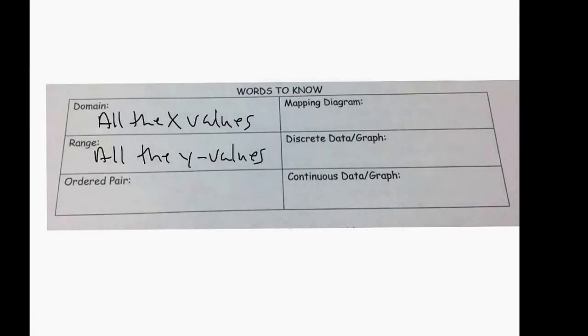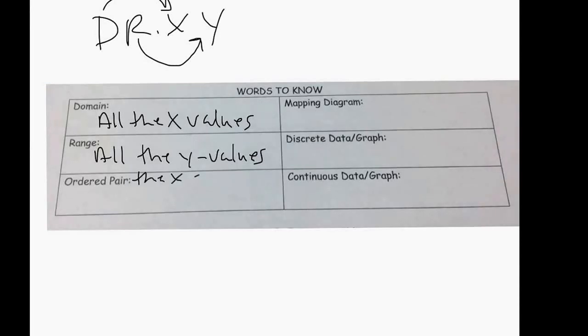Domain is all the x values, and range is all the y values. So an easy way to help keep those straight is we created something to help you remember. Dr. X, Y. Domain is X, range is Y. So Dr. X, Y helps you keep track of which one is which. An ordered pair is the X and Y location of a point. And we do an ordered pair like this, X, comma, Y.